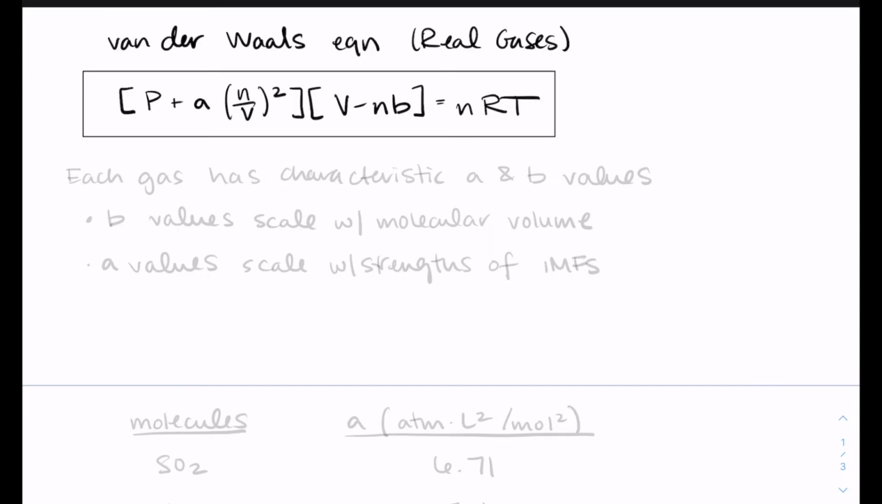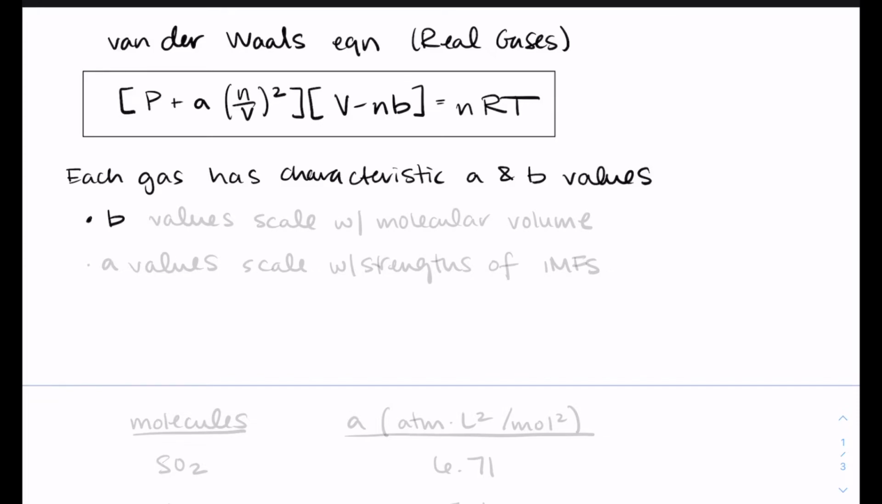The b value scales with molecular volume. And you can see where b is in the volume of the gas, and we're subtracting n times b. So we're saying, oh yeah, my gas actually does have some volume. If I wanted to give you the real volume of the gas that takes away the space that is occupied by the actual molecules, I'll subtract the number of moles times this factor. That tells me how big my molecules are.